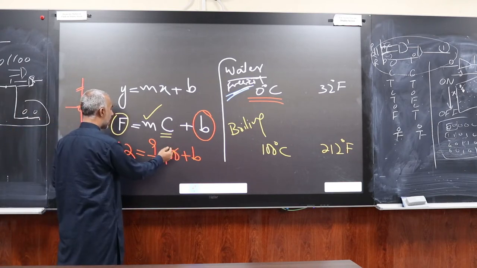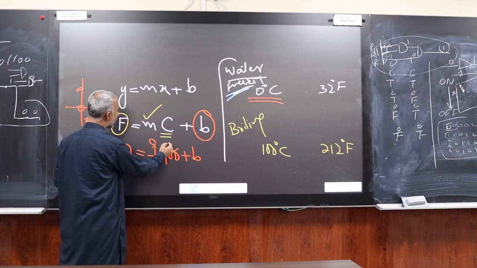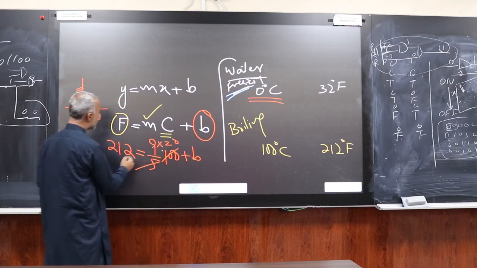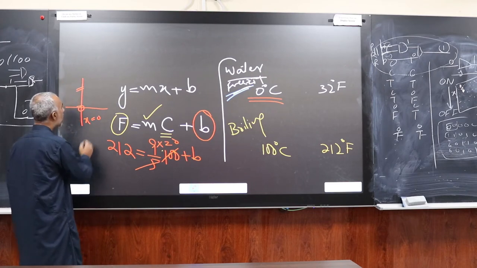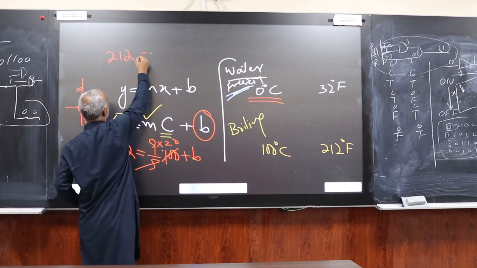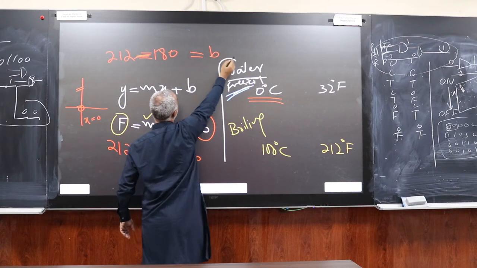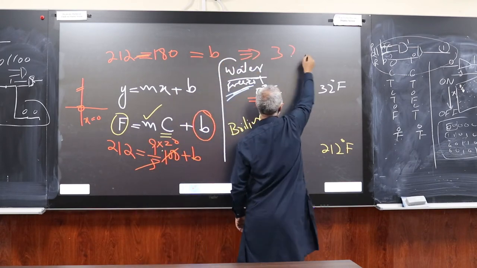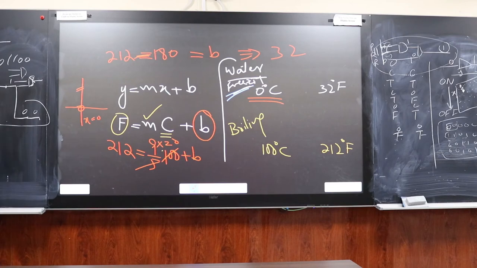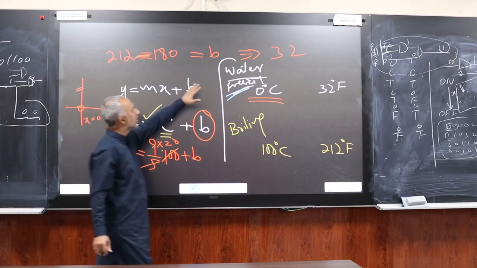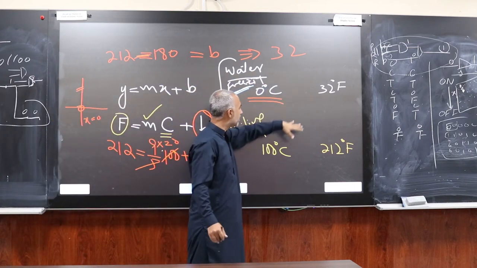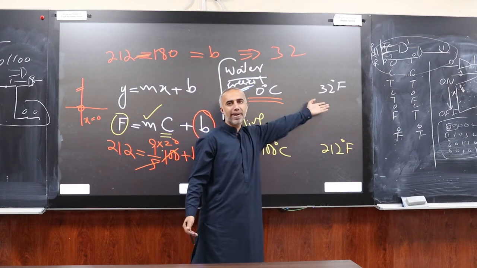So here, what is 20 multiplying 9? You will get 212 minus 180 is equal to b. The answer is 32. This proves that either way you can get the value of the intercept. Are you getting my point? Yes, sir. You need to substitute. So this is the point, 32, which is by chance also the freezing point of Fahrenheit.